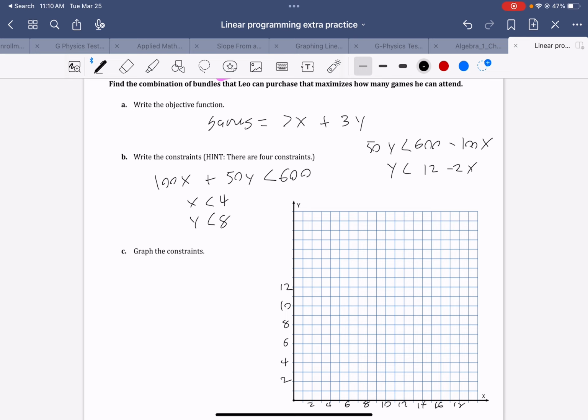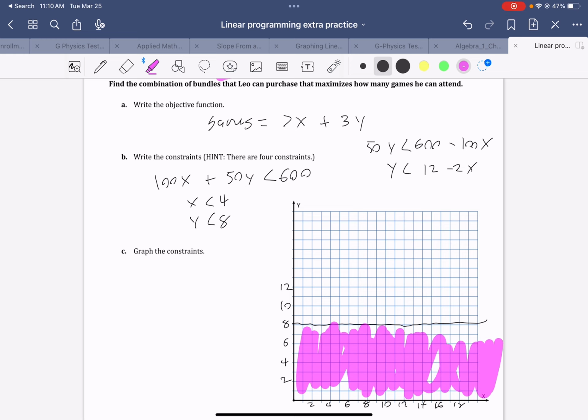So y is less than 8. So y equals 8 is this line right over here. And we're less than, so we care about this region over here. X is less than 4 is this line over here. So we care about, let's make this a different color, this region over here.